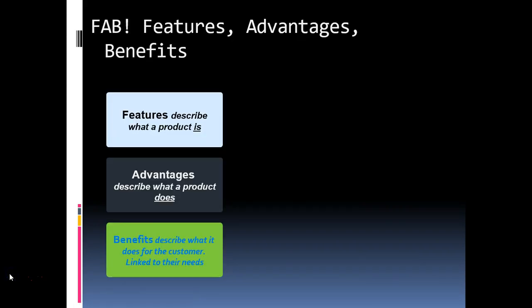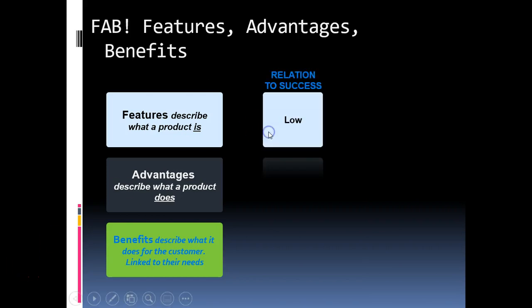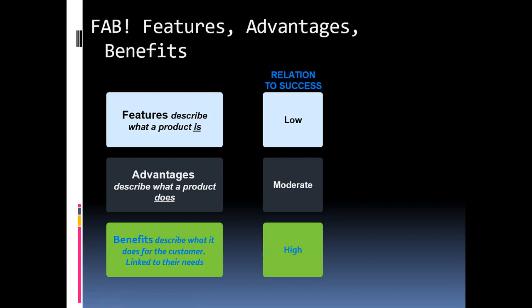And so for that idea of us buying solutions rather than physical products, we can use the FAB model, which is features, advantages and benefits. So we think about the features. These describe what the product is. The advantages describe what it does for us, okay? And the benefit thinks about what it does for the customer and how that is linked to their needs, okay? So look at this. This tells us the priority the features, advantages and benefits have in terms of how successful we are. You can see that features, in terms of just describing what the product is, are relatively low in terms of success, whereas the benefits up at this end are high.